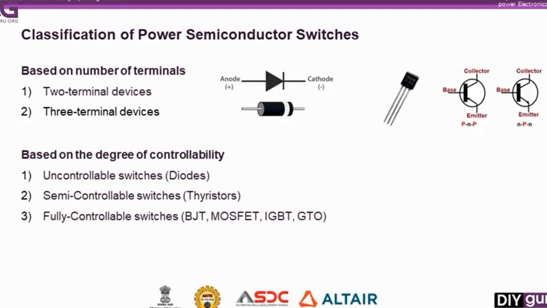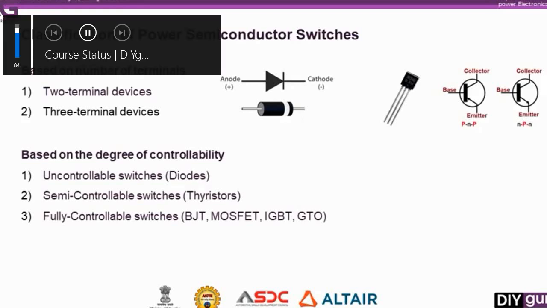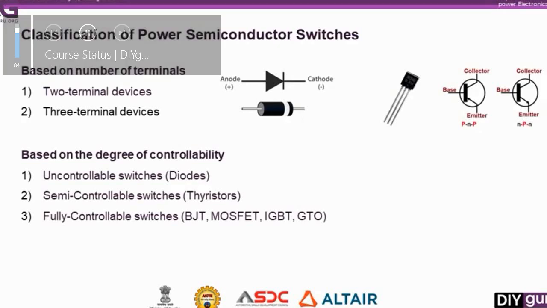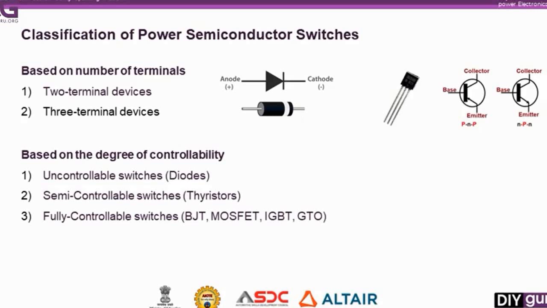Modern power electronic devices can be classified in a number of ways based on their number of terminals, the number of PN junctions, level of controllability, bidirectional capability, and the gate signal requirement, to name just a few. Taking the number of terminals, power electronic devices are broadly divided into two groups. The first group is of 2-terminal devices and the second group is of 3-terminal devices.